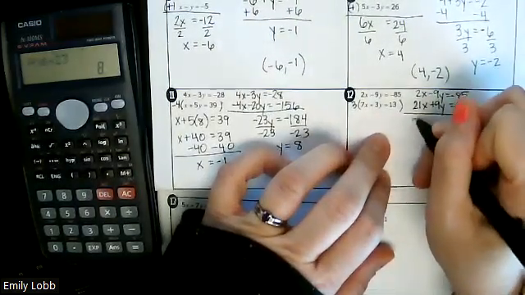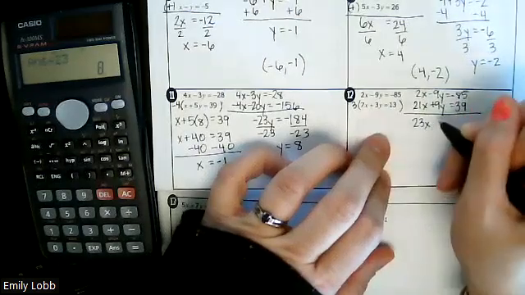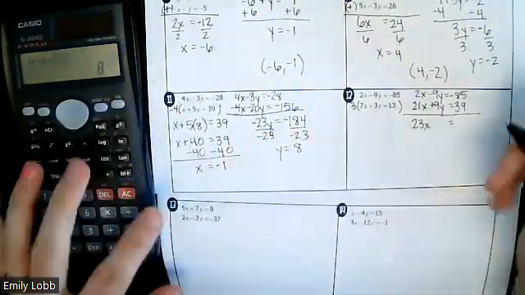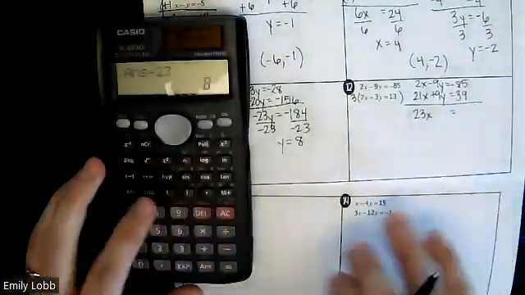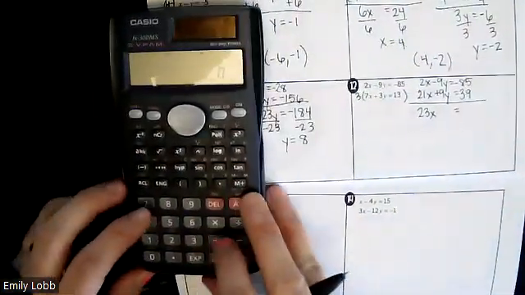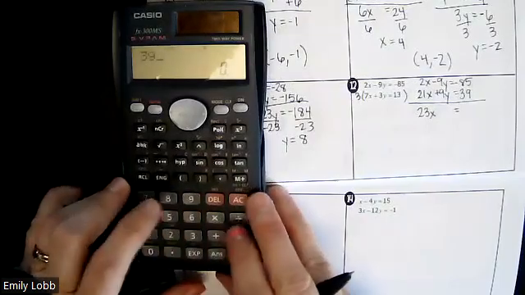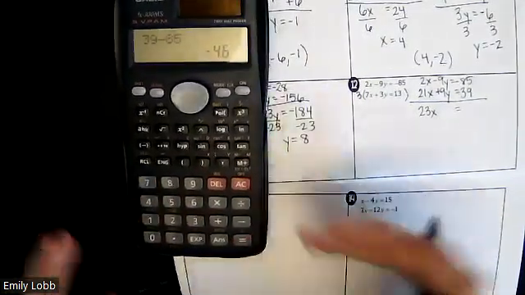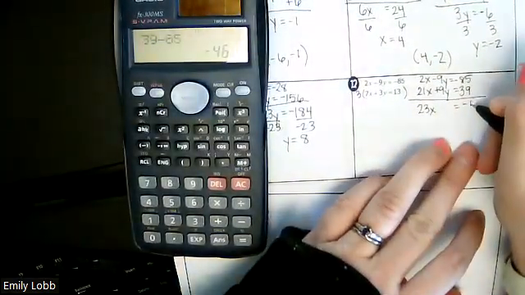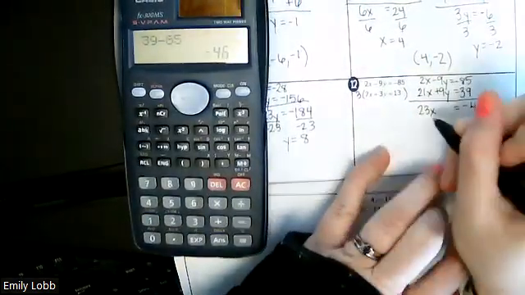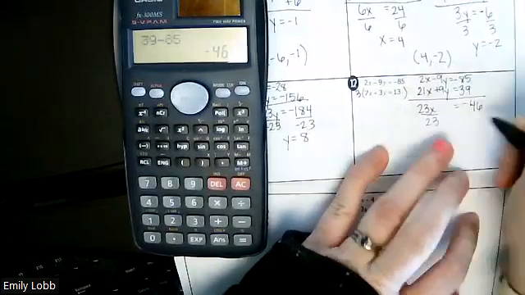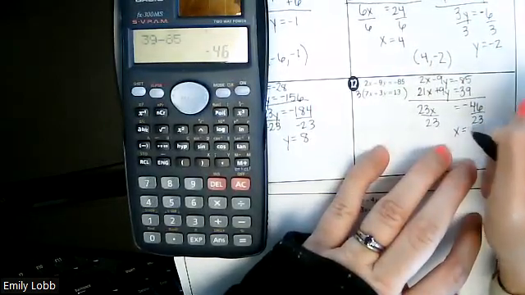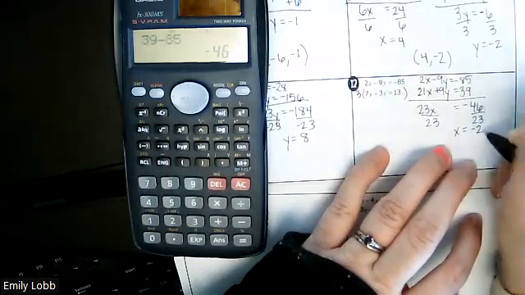So this becomes a 23x. My y term goes goodbye. And then I have a negative 85 and a positive 39. So if I said 39 minus 85, I have negative 46, which actually is nice because I can divide that by 23. So all that to say x is negative 2.